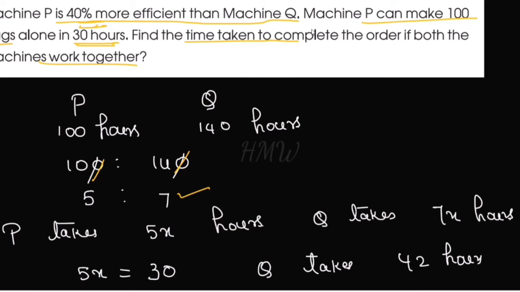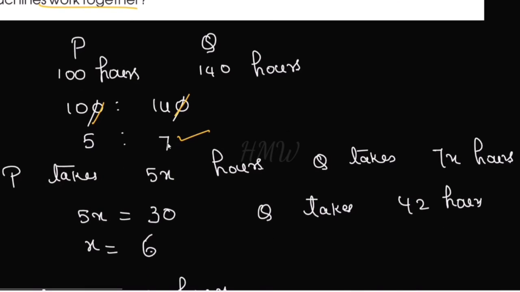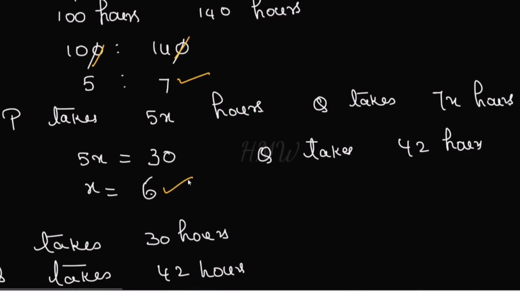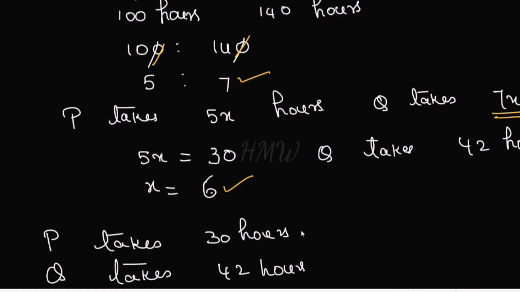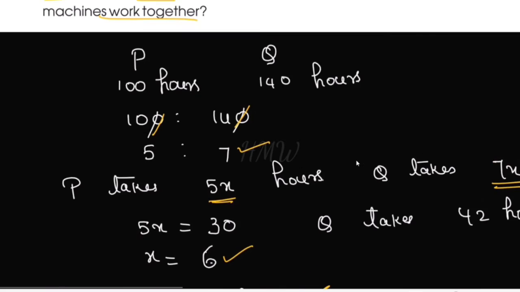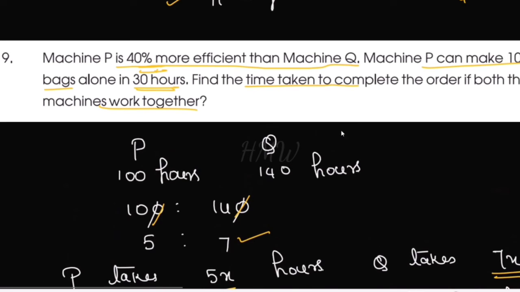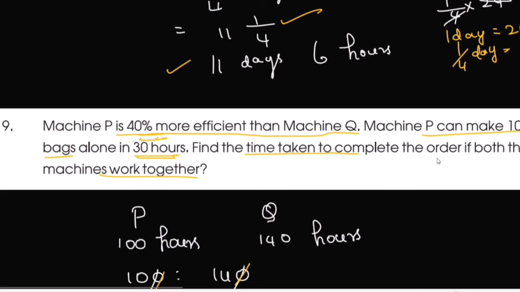But the time taken by P is given as 30 hours. That means 5x is given. P takes 30 hours. So 5x is 30. So x is 6. If x is 6, Q will be 7 into 6, that is 42 hours. So P takes 5x, 5x is 30. Q takes 42 hours. So P takes 30 hours and Q takes 42 hours. But the question is not individually, if they work together.